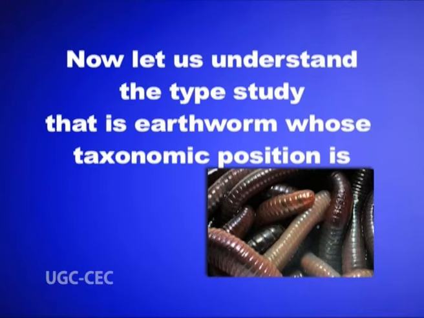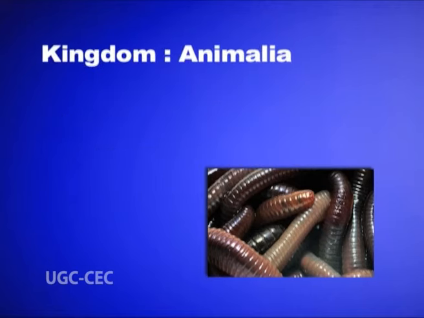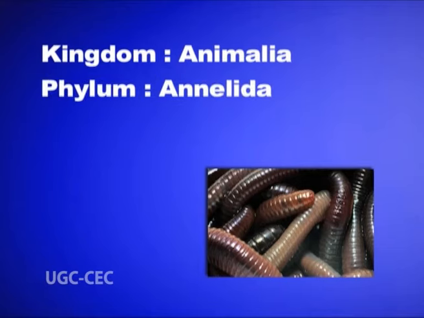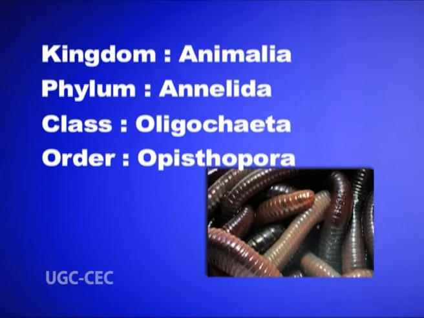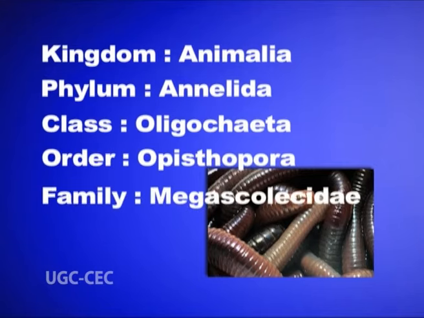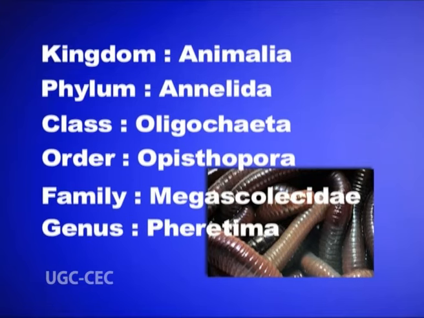Earthworm, that is Pheretima posthuma. Dear students, now let us understand the type study, that is earthworm, whose taxonomic position is kingdom Animalia, phylum Annelida, class Oligochaeta, order Opisthopora, family Megascolecidae, genus Pheretima and species posthuma.